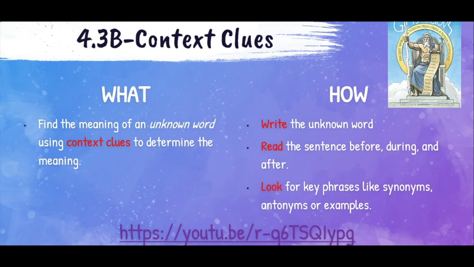How will we be doing that? We're going to write the unknown word. We're going to read the sentence before, during, and after. We're going to look for key phrases like synonyms, antonyms, or examples. Remember, a synonym is the what? It's a word that means the same thing, good. An antonym is the opposite, good.